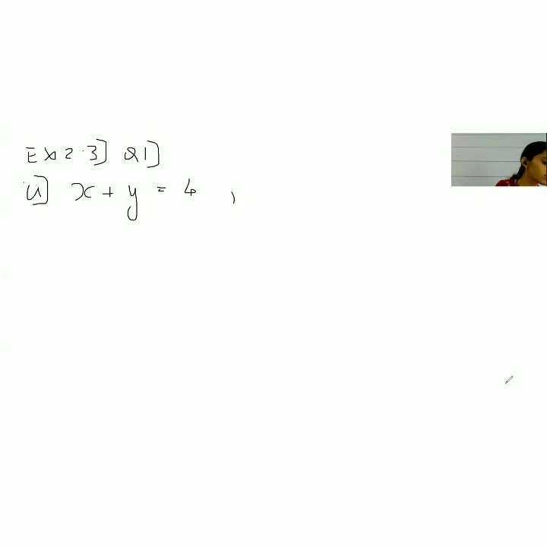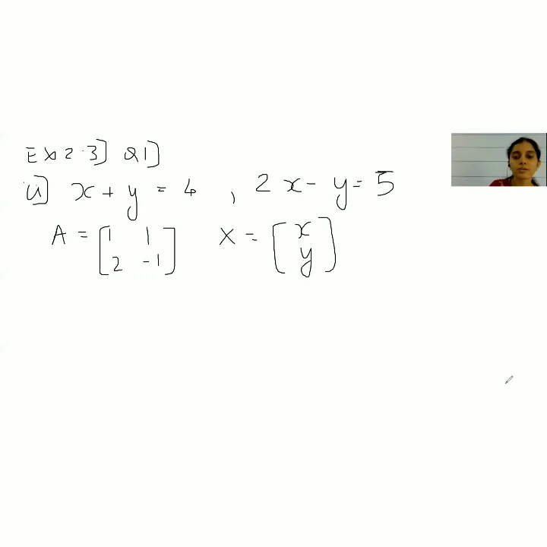And your second equation is 2x minus y is equal to 5. Okay, so what we have to do is convert them into matrix. So A is equal to your matrix of coefficients 1, 1, 2, and minus 1, right? And X is equal to your matrix of variables, and B is equal to your matrix of constants, 4 and 5. First one and then the next one. Okay, this is B. Now, how will we start the sum? We'll say AX is equal to B.